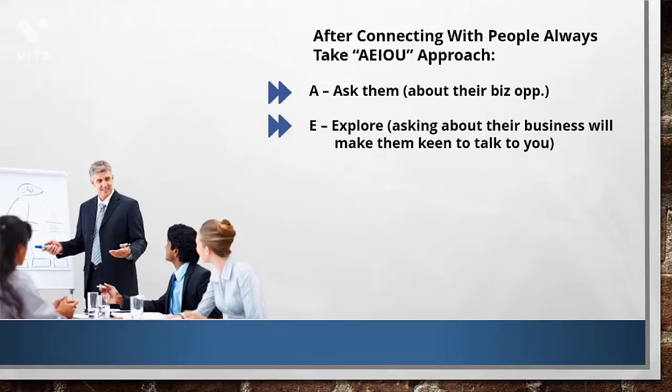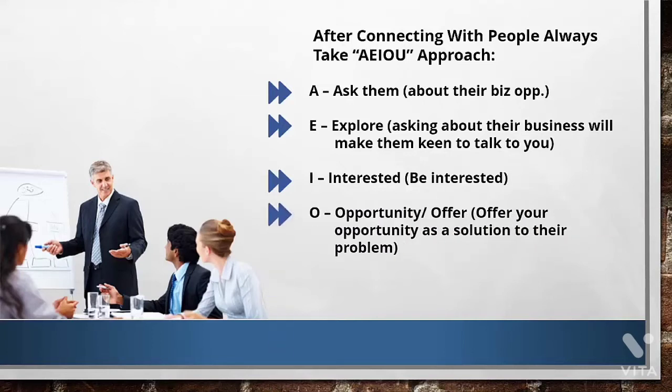And then E is for explore. You ask more about the business, their products, the comp plan, and even their success stories. When you do this, they'll feel that you are keen to listen to their business opportunity, which is also about themselves. I is feel and show that you are interested. You can do this by asking more questions that are connected to their business. Then O means offer or opportunity. Whenever the right time appears, you've put your bait and your hook out, and then just slip in your offer. Offer your opportunity as a solution to their problem.